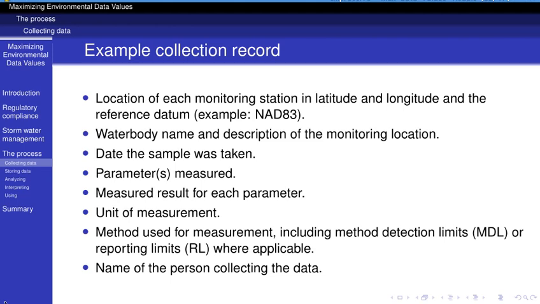The date the sample was taken. The parameters measured. The measured result of each parameter. The unit of measurement. The method used for measurement, including method detection limits, MDL, or reporting limits, RL, when applicable. Name of the person collecting the data. The measured result, unit of measurement, and lab parameters are entered after results are returned by the analytical laboratory.